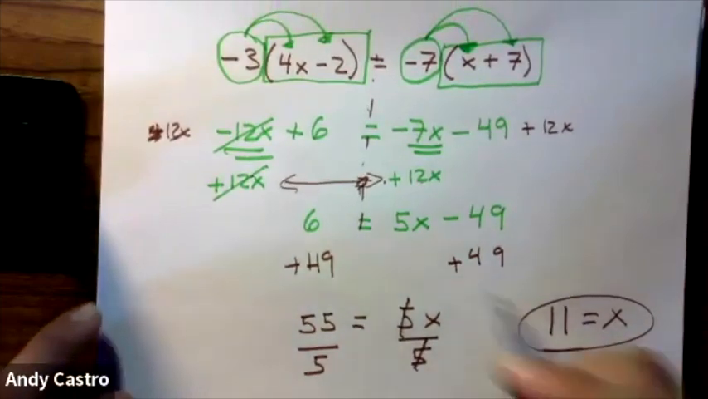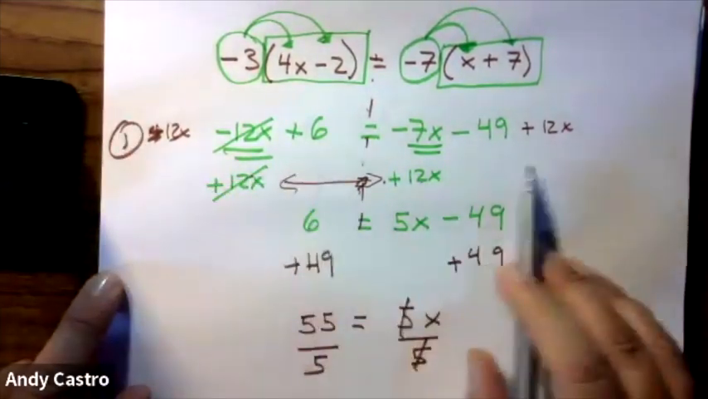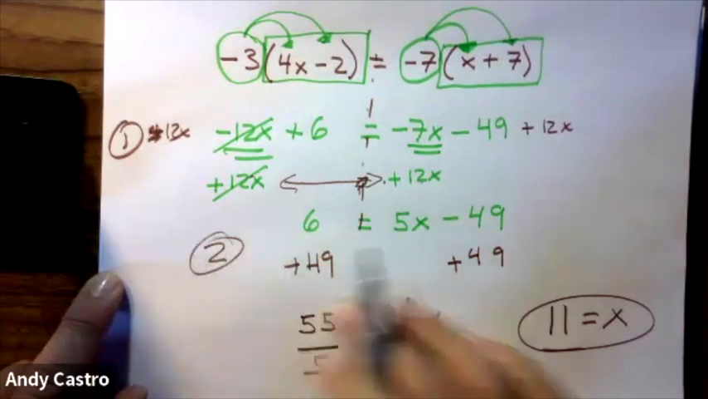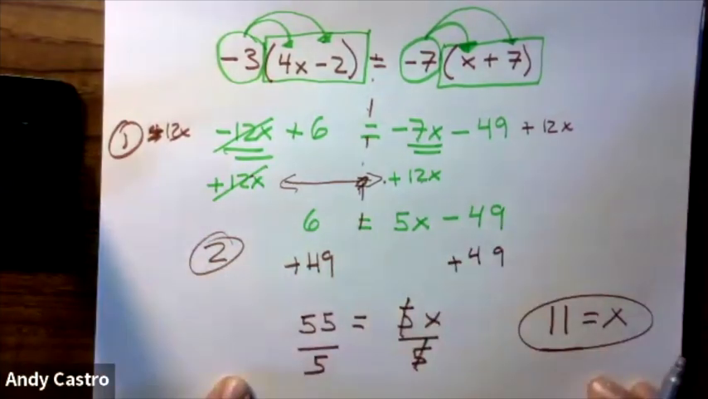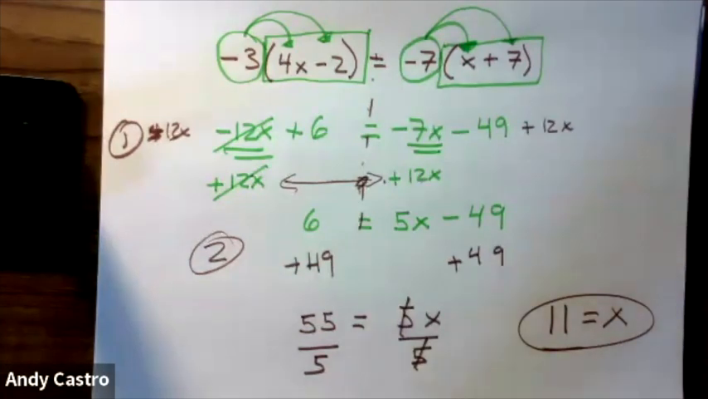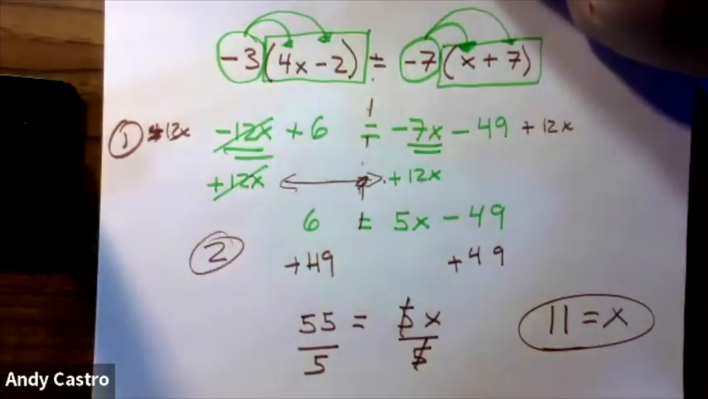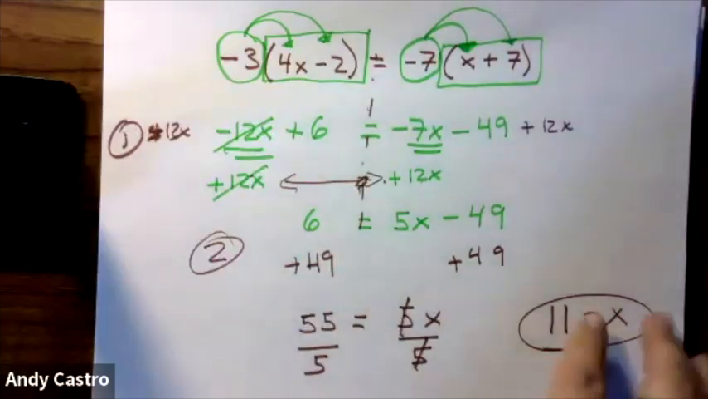So this was my first step here. This was my second step here. Then I simplified down to 11 equals x. Make sure you put a question mark through if any of this does not make sense. And we will move on to another one.